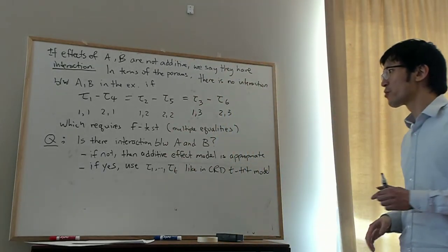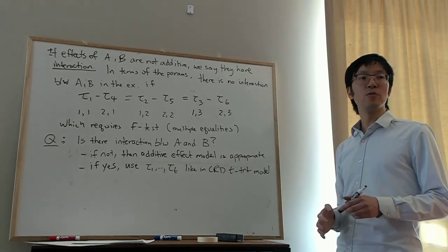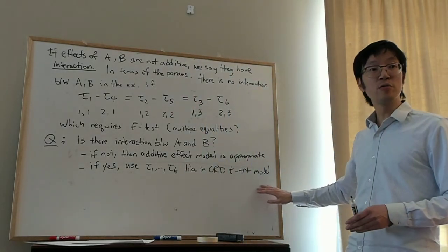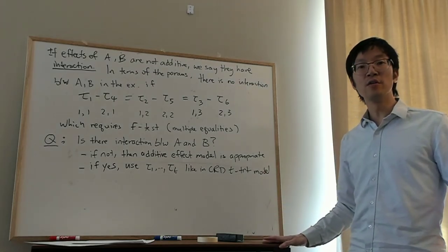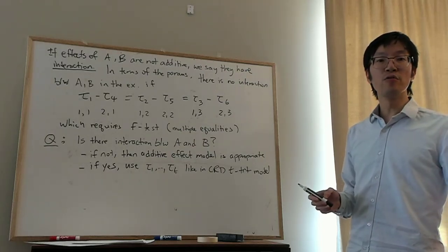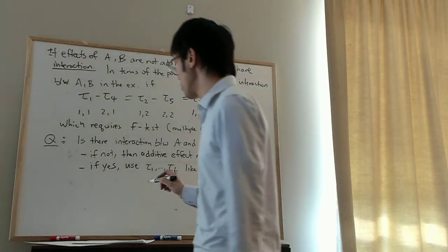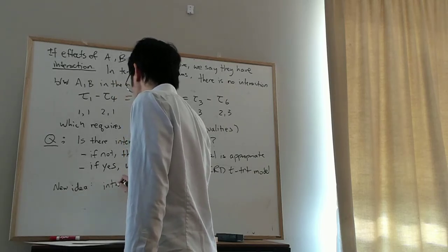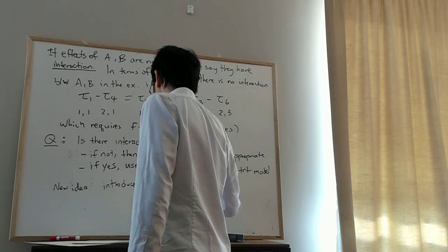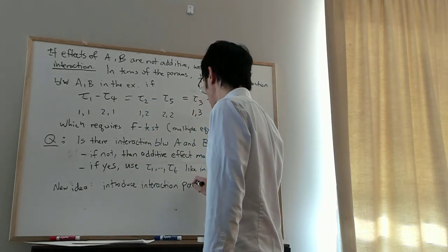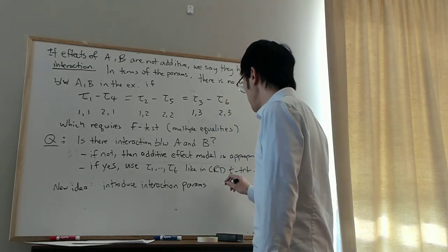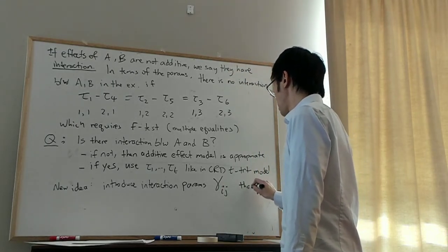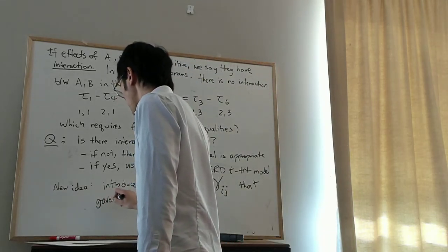Okay, and so the key to being able to do this is to rewrite the model we've already worked with and use explicit parameters that govern the interaction. So therefore, we can then do an ANOVA test directly on the interaction parameters. Okay, so the key new idea: we're going to introduce interaction parameters. I'm going to use another Greek letter I haven't used yet, so I'll do gamma ij to denote the interaction parameters that are going to govern how factors A and B interact.